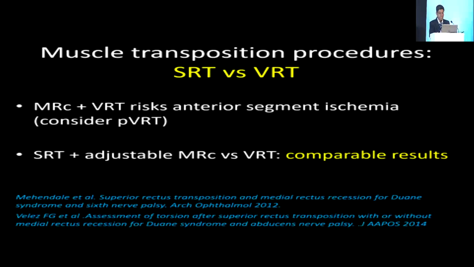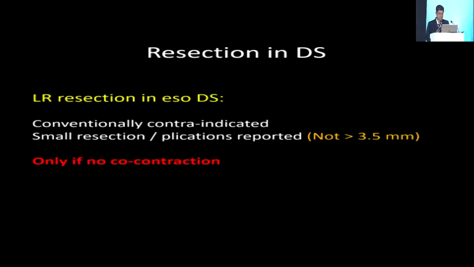We've done SRT with adjustable medial rectus recessions versus both muscle transpositions, vertical rectus transpositions. The results were comparable, and therefore you could choose either. In lateral rectus, resections have been described. Small amounts of resection, they say, are possible, especially if there is not significant retraction to go off with.